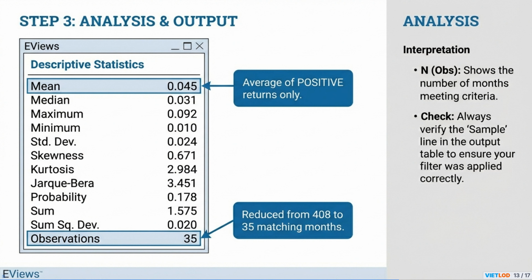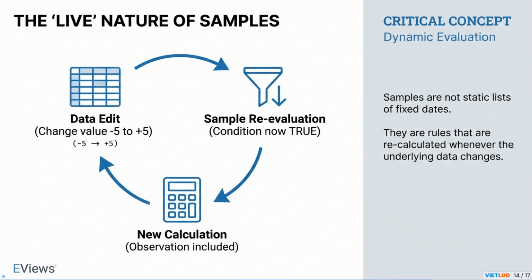After setting the sample, we can run any analysis, like calculating descriptive statistics. Notice the mean is now 0.045. This is the average of only the positive returns. The most important number to check is observations, often denoted n. It shows how many data points met our criteria. Here, it's been reduced from the original 408 to just 35. As a best practice, always verify the sample line in any EViews output table. This confirms that the analysis was run on the subset you intended, not the full dataset.